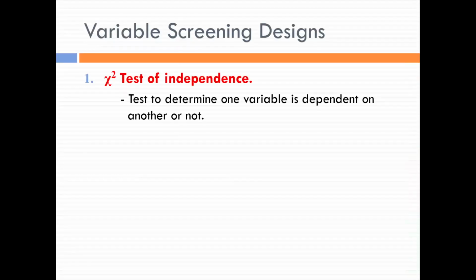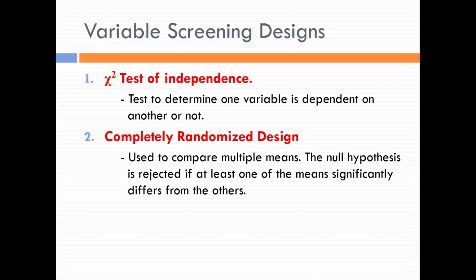So let's go to the first type of design first, which is known as the chi-squared test of independence. This is a test to determine if one variable is dependent on another or not. So we want to know if the two are dependent on each other. Okay. Next, we have your completely randomized design. Sometimes it's just simply the one-way ANOVA.